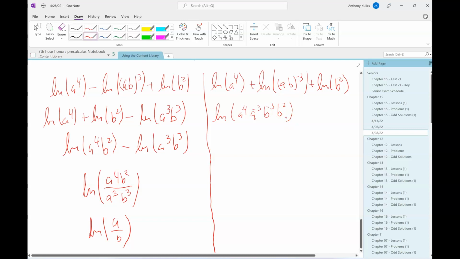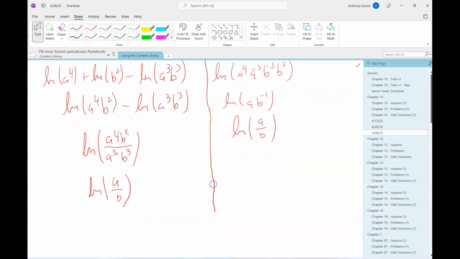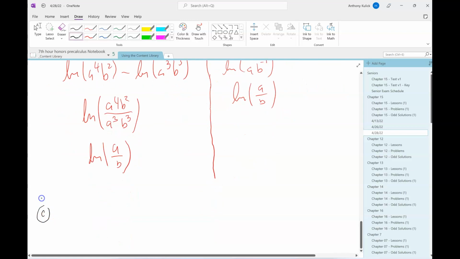Feel cool there? I combine my like terms and then apply my negative exponent property and I'm done. That ain't bad. So taking the negative with the power property can avoid some confusion potentially. It's kind of a neat trick. Everybody's cool? All right, I'll do one more here.